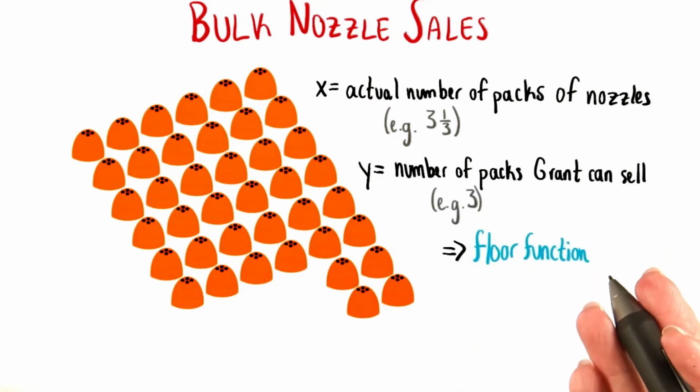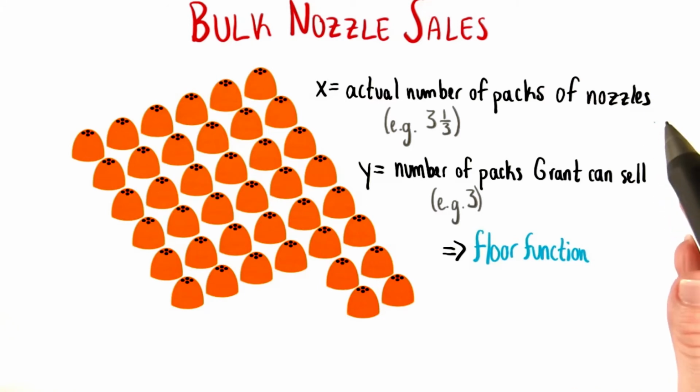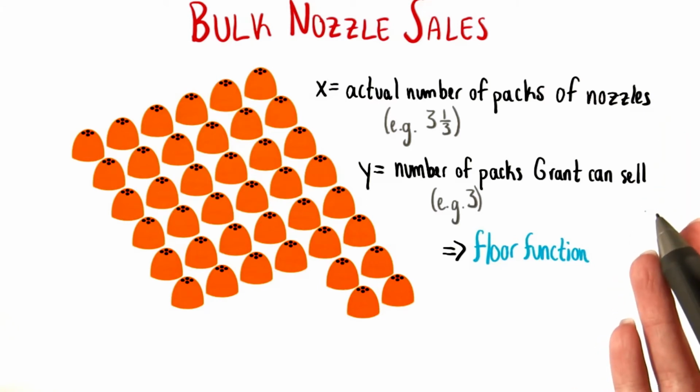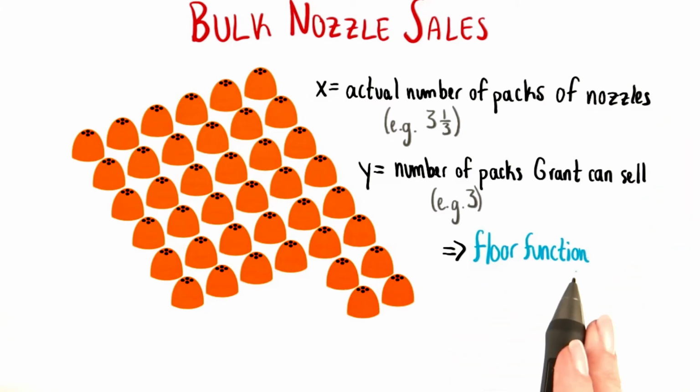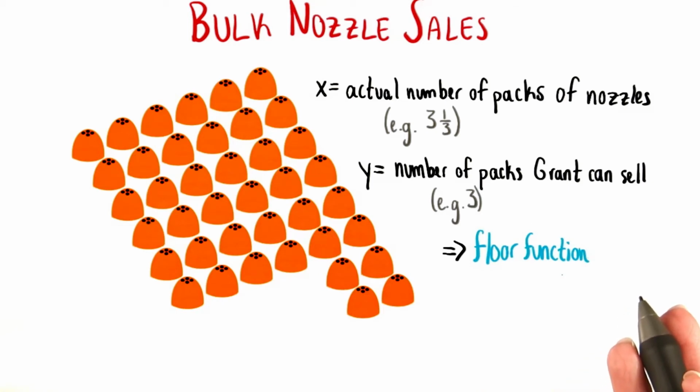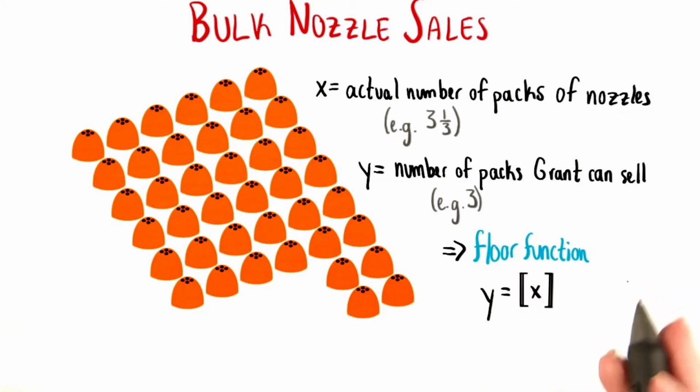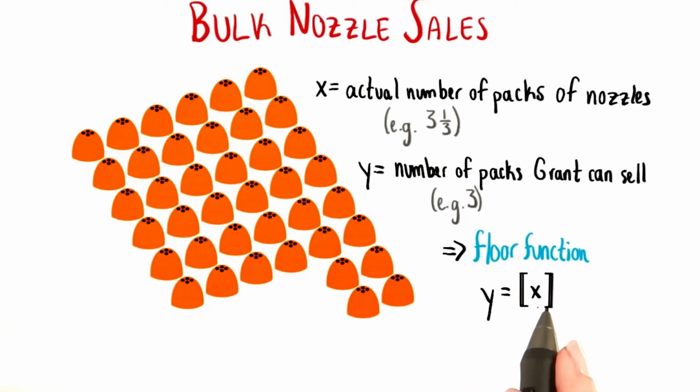We can represent this relationship between the actual number of packages we have and the number Grant can sell by something that's called the floor function, also known as the greatest integer function. The notation for the equation is this: y equals x inside these double square brackets, which basically means that the y value is equal to the greatest integer that is less than or equal to the corresponding x value.